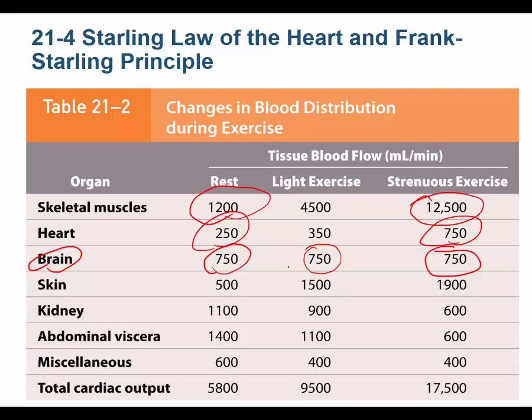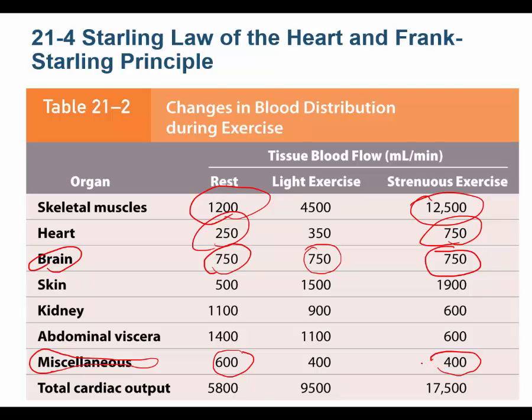Now, one more thing I want to point out, and I don't want you to memorize these numbers, but look at this. Look at these miscellaneous tissues. At rest, this is a sum of all of these miscellaneous tissues not listed here. At rest they'll get 600 mils per minute. But as you start exercising, they get less.